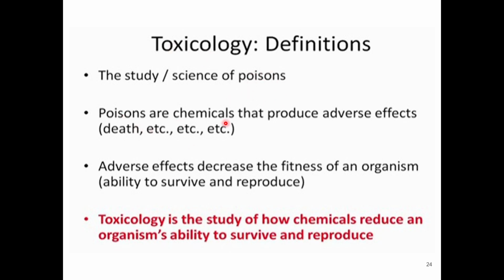So poisons can be chemicals that produce adverse or unfavorable effects such as death, and the adverse effects decrease the fitness of an organism. So that is one of the characteristics of toxicology. It adversely affects or decreases the fitness of an organism, which is basically the ability to survive and reproduce. That's why it's a poison. And toxicology is the study of how chemicals reduce an organism's ability to survive and reproduce. So this is a standard definition.